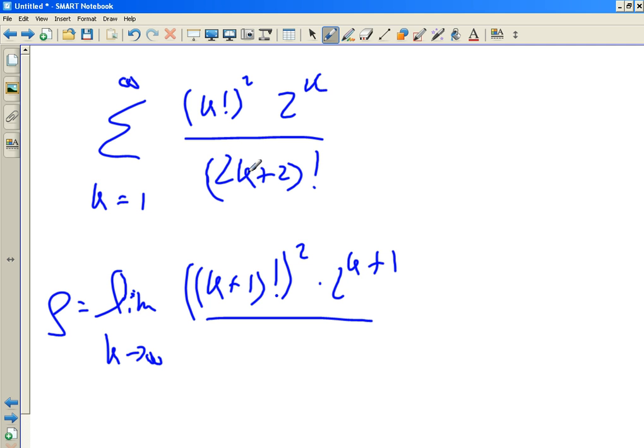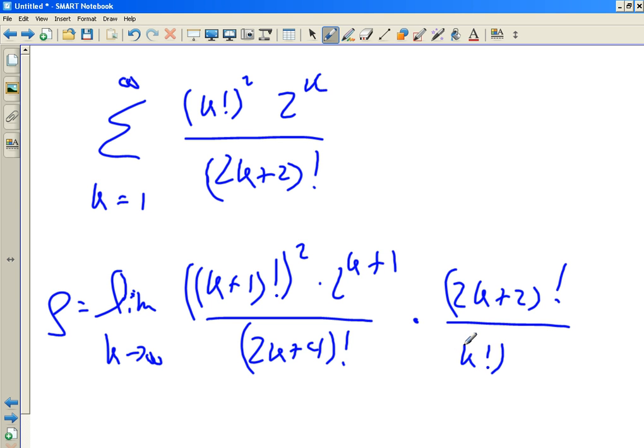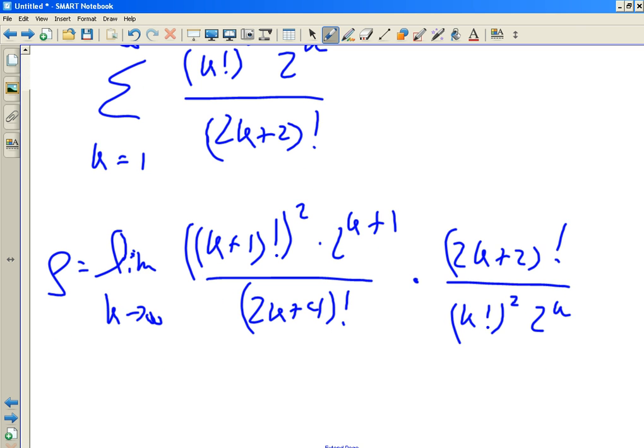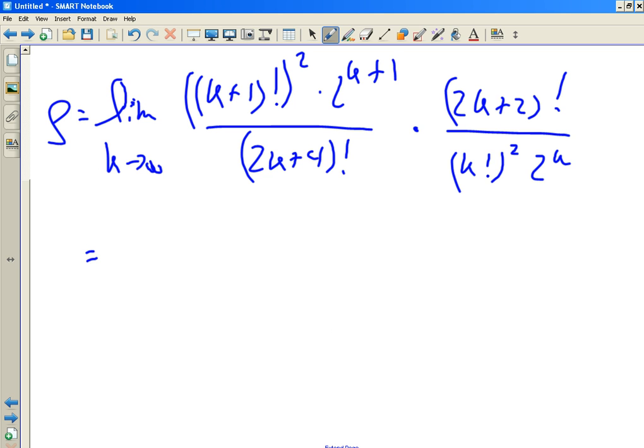I got 2 times k plus 1 is 2k plus 2, plus 2 is 2k plus 4. Now remember, it's a ratio test, but instead of dividing, what am I going to multiply by? The reciprocal of this, right? So 2k plus 2 factorial over k factorial squared, over 2 to the k. Does this limit exist? In fact, is it less than 1? That's what I want to know.